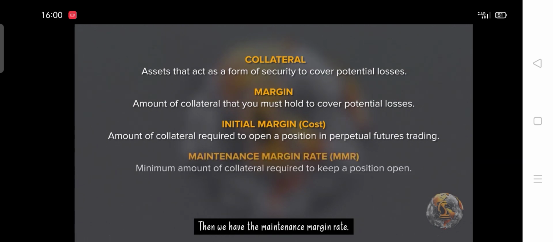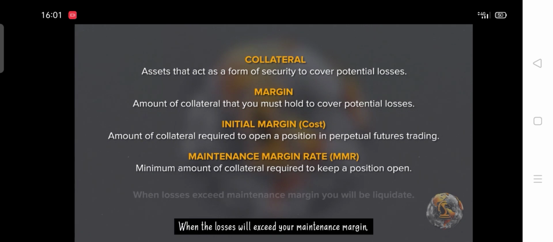Then we have the maintenance margin rate, MMR. The maintenance margin is the minimum amount of collateral required to keep a position open in perpetual futures. So once you're actually in the position and it's in profit or in loss, you have what's called a maintenance margin that you have to maintain. It's a percentage you must maintain in order to keep that position from getting liquidated. When the losses exceed your maintenance margin, you'll be liquidated.